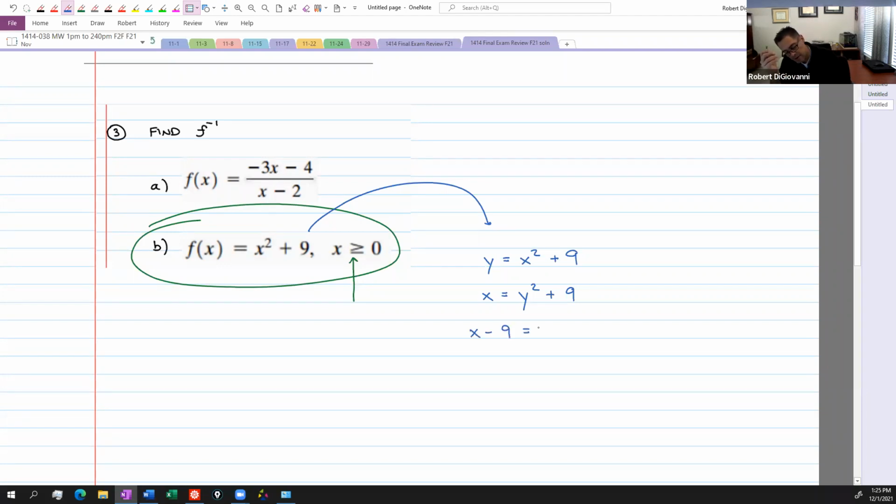I subtract 9 on both sides. And then I take the square root on both sides. Now, when I take the square root, I have to do plus or minus. And this is y. And now we replace y with f inverse of x. And this should be your inverse function. But we have a problem because there's two answers, right? There's the plus and the minus. So which one is it? Is it the plus or the minus? And why?